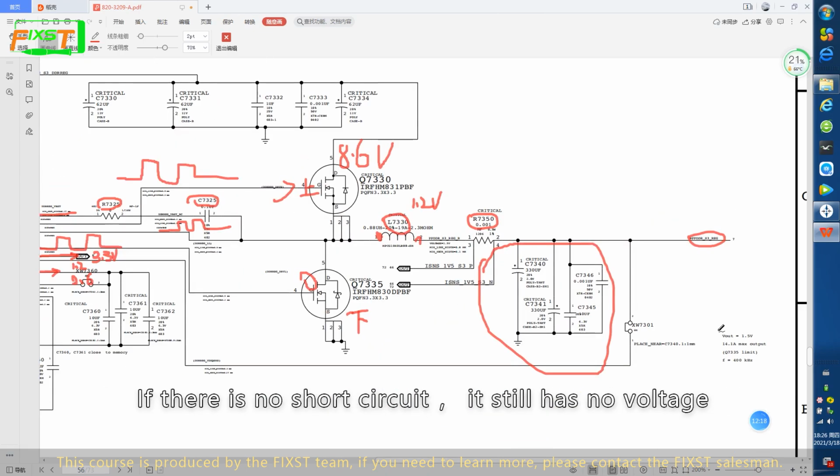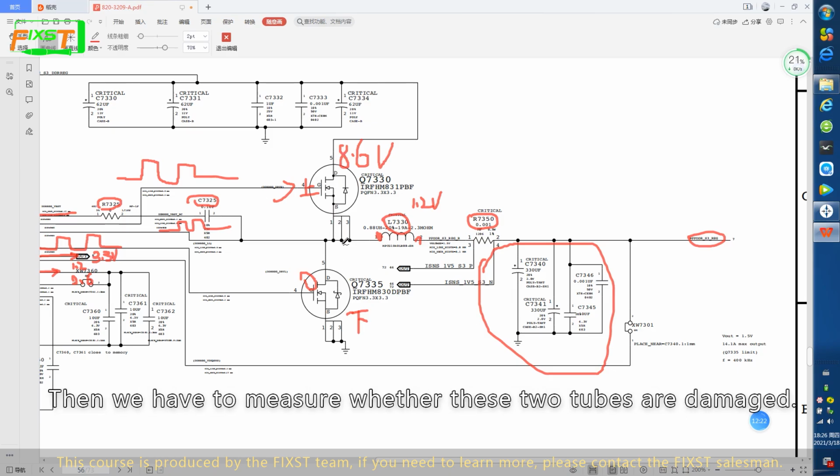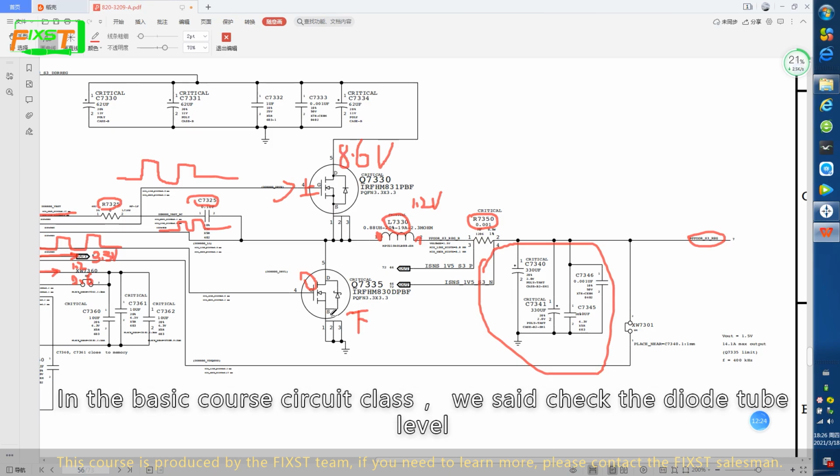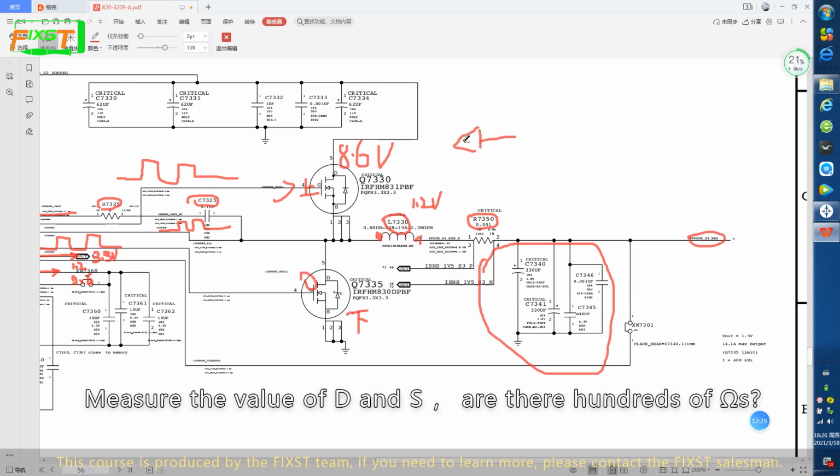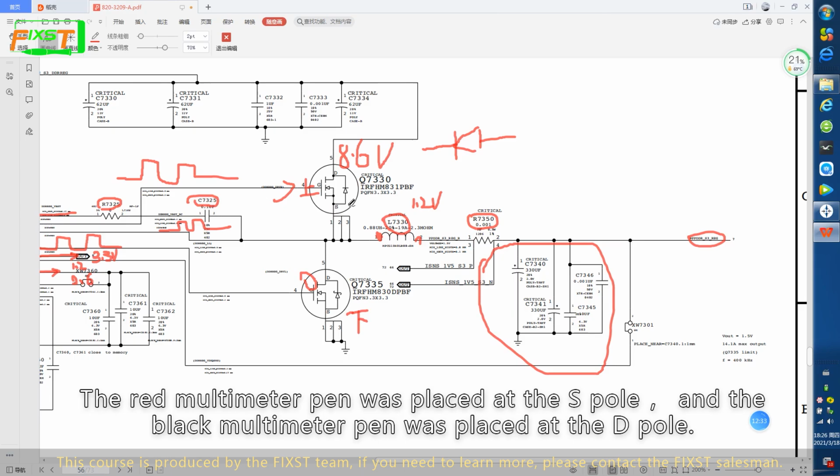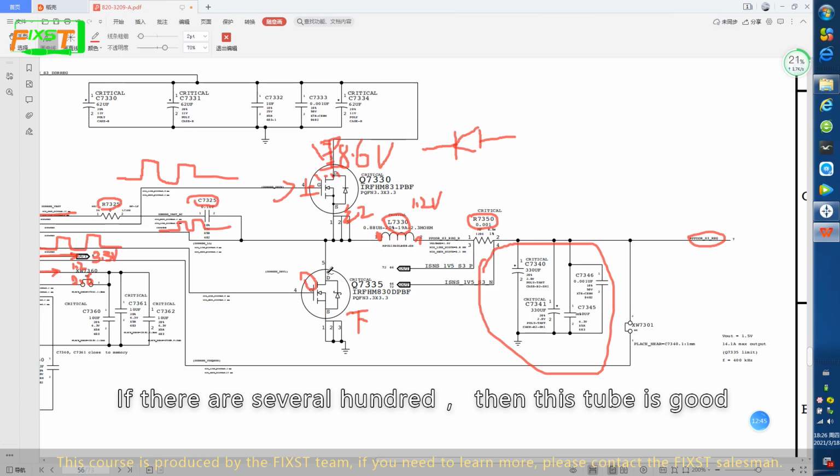If there is no short circuit, it still has no voltage. Then we have to measure whether these two tubes are damaged. In the basic closed circuit class, we set the diode tube level and measure the value of D and S. Are there hundreds of ohms? The red multimeter probe is placed at the S pole and the black multimeter probe at the D pole. If there are several hundred, then this tube is good.